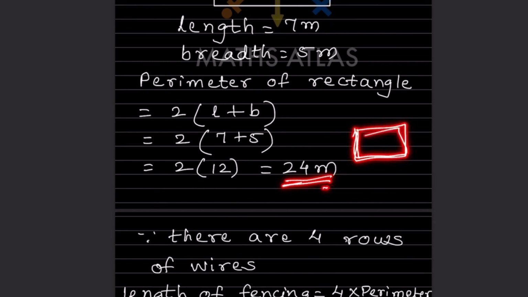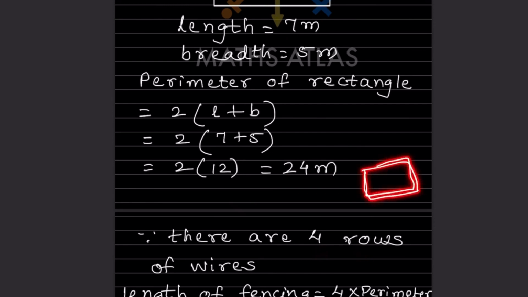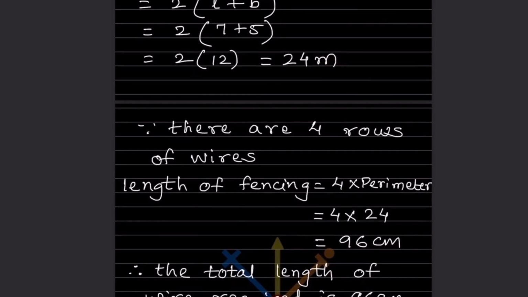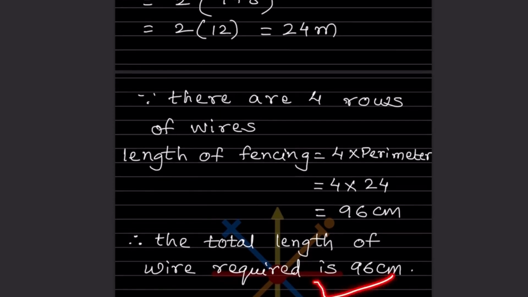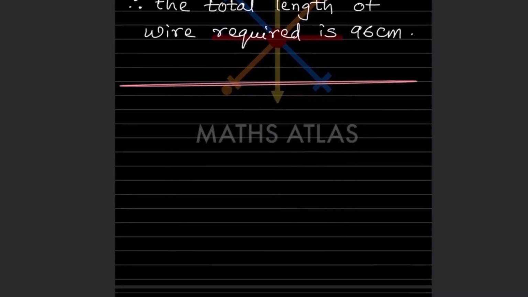So this is 24, but since there are 4 rows of wires, it will be like this 4 times. So what will that be? Length of fencing is going to be 4 into perimeter. This we got the perimeter. So 4 into perimeter is 24. So that is 96 meters. So we will write here, therefore total length of wire required is 96 meters.